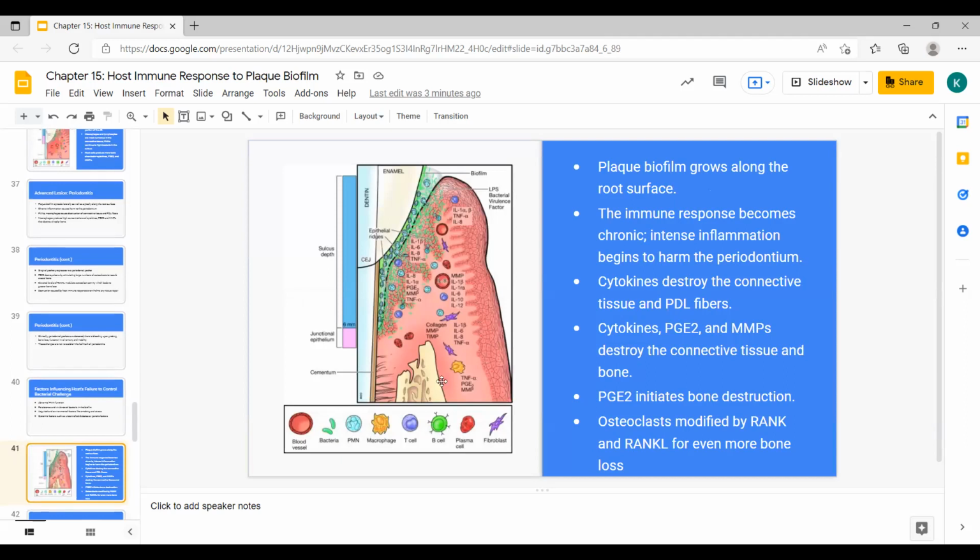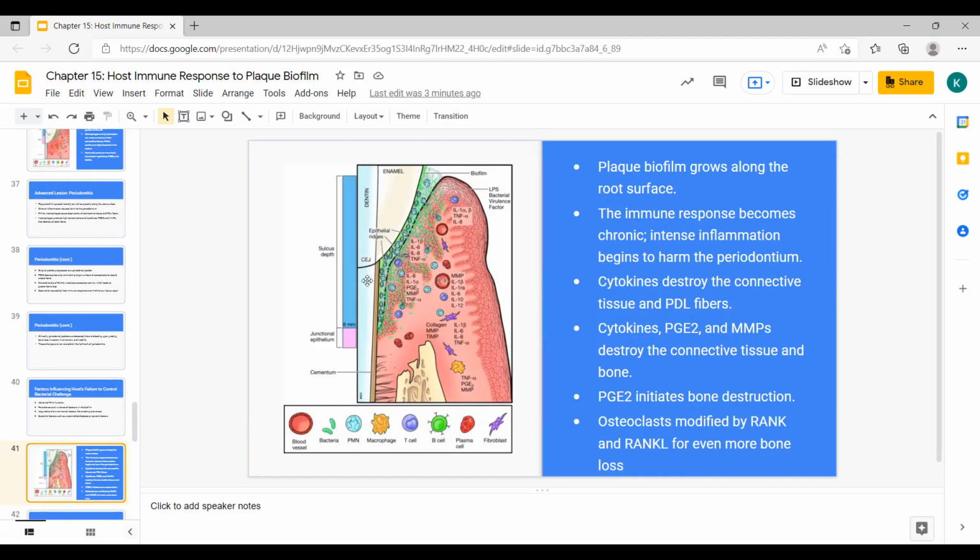We have plaque biofilm grows along the root surface. The immune response becomes chronic, intense. Inflammation begins to harm the periodontium. Cytokines destroy the connective tissue and PDL fibers. The cytokines, prostaglandin E2 and MMPs destroy the connective tissue and the bone. Prostaglandin E2 initiates bone destruction. Osteoclasts are modified by RANK and RANKL for even more bone loss.